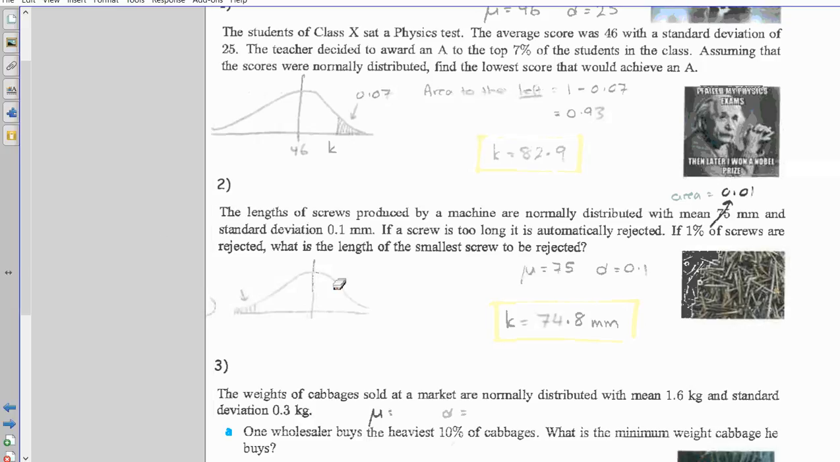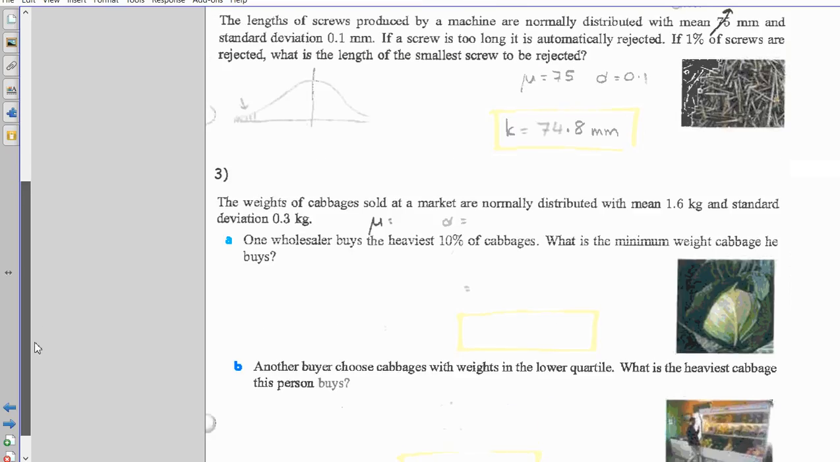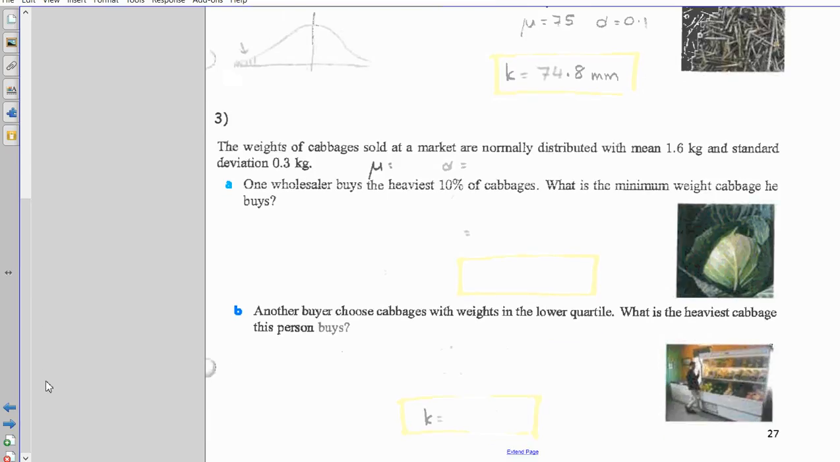Okay, moving right along. The weights of cabbages sold at a market are normally distributed with a mean of 1.6. So let's write mu, this funny u, is 1.6, and a standard deviation of 0.3 kilograms. So that is 0.3, our sigma. One wholesaler buys the heaviest 10% of cabbages. What is the minimum weight cabbage he buys?